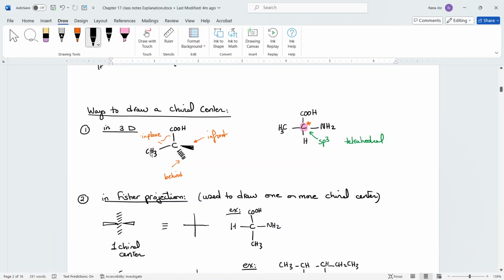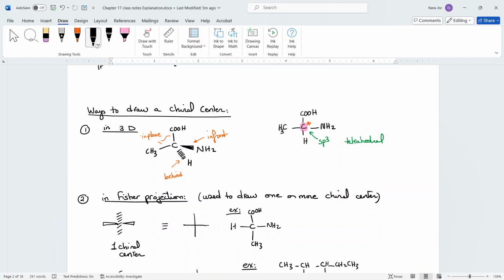You can put the acid here, the CH3 there. It doesn't matter because, again, think about it. You can rotate around this carbon. So it doesn't matter where the acid is. It doesn't matter where the CH3 is. The NH2 can be over here, the hydrogen can be at the back. And this is one way of drawing this molecule in 3D.